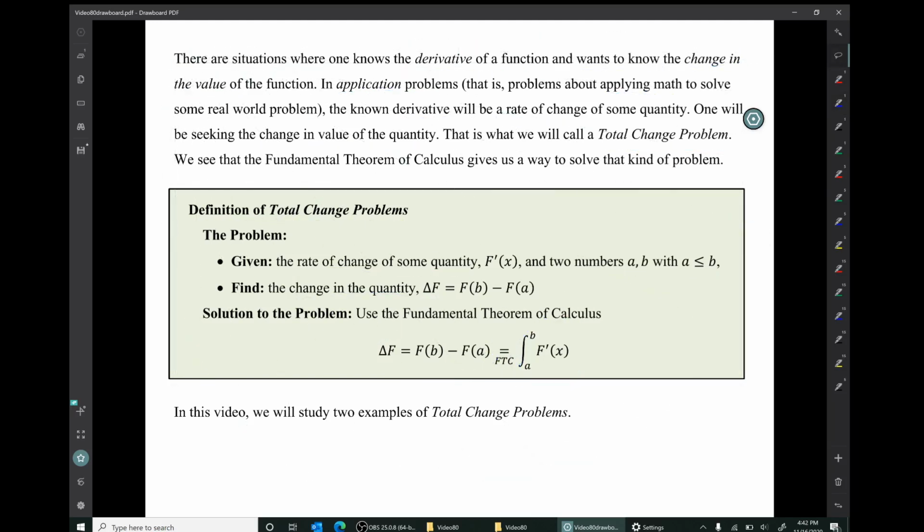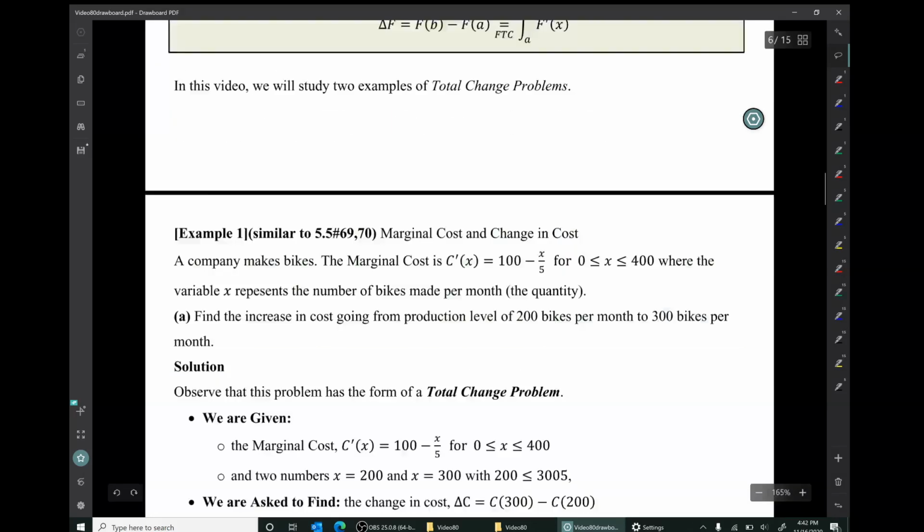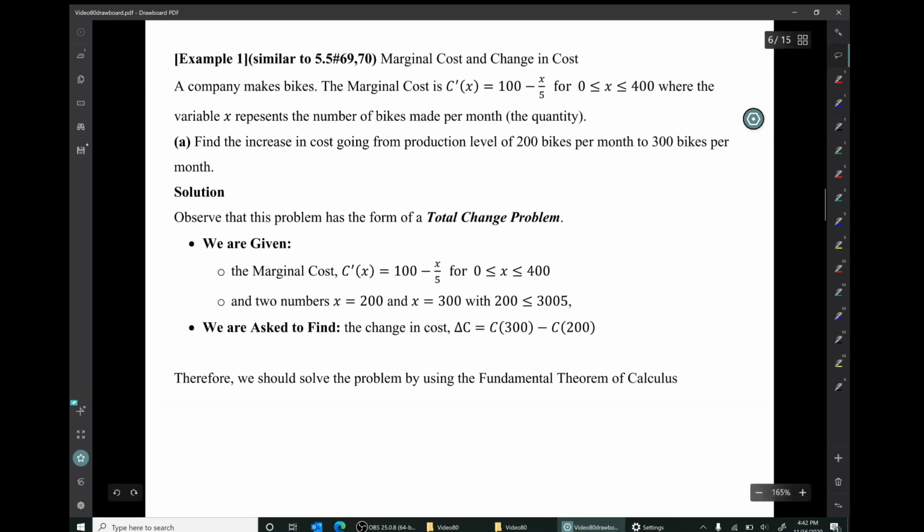In this video, we'll study two examples of total change problems. The first example is similar to two of the homework exercises, number 69 and 70 from section 5.5. They're about marginal cost and change in cost. A company makes bikes. The marginal cost is this. Capital C prime is 100 minus x over 5 on this domain, where the variable x represents the number of bikes made per month. That is the quantity made per month.